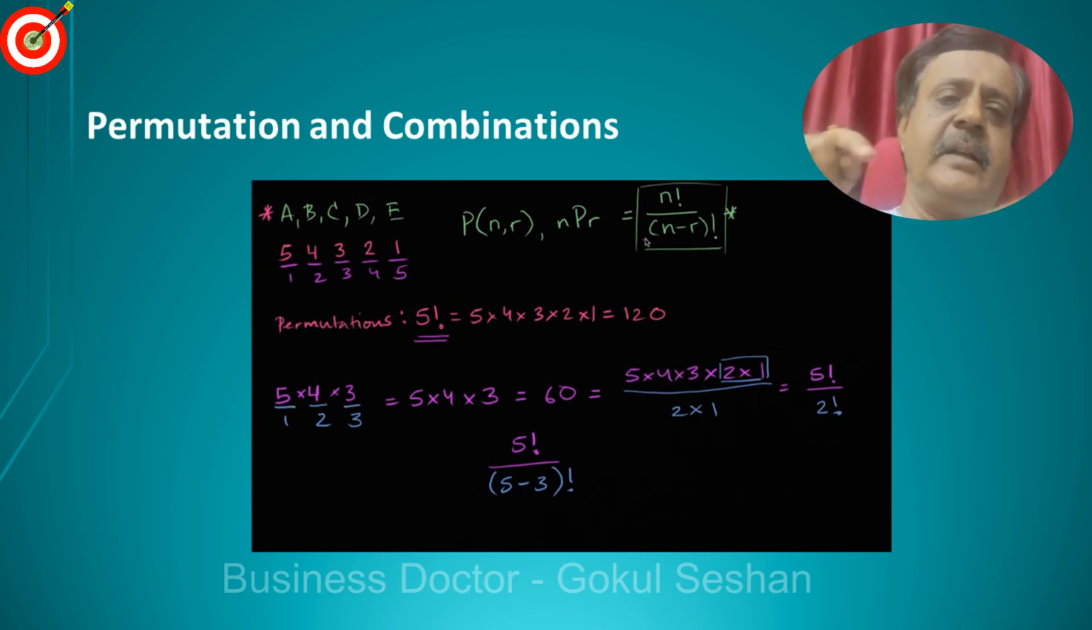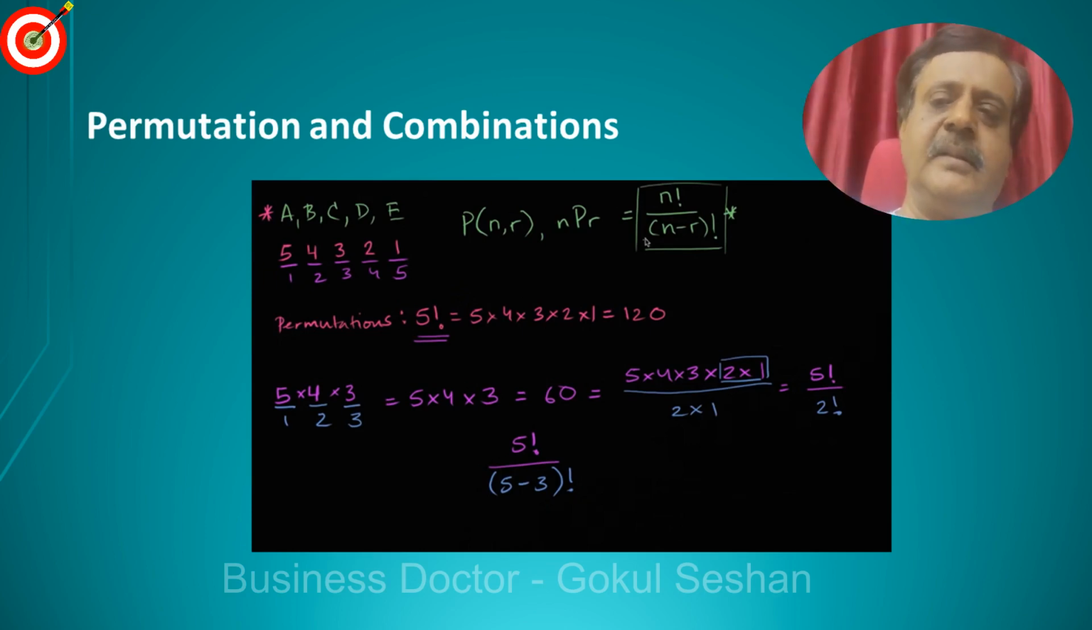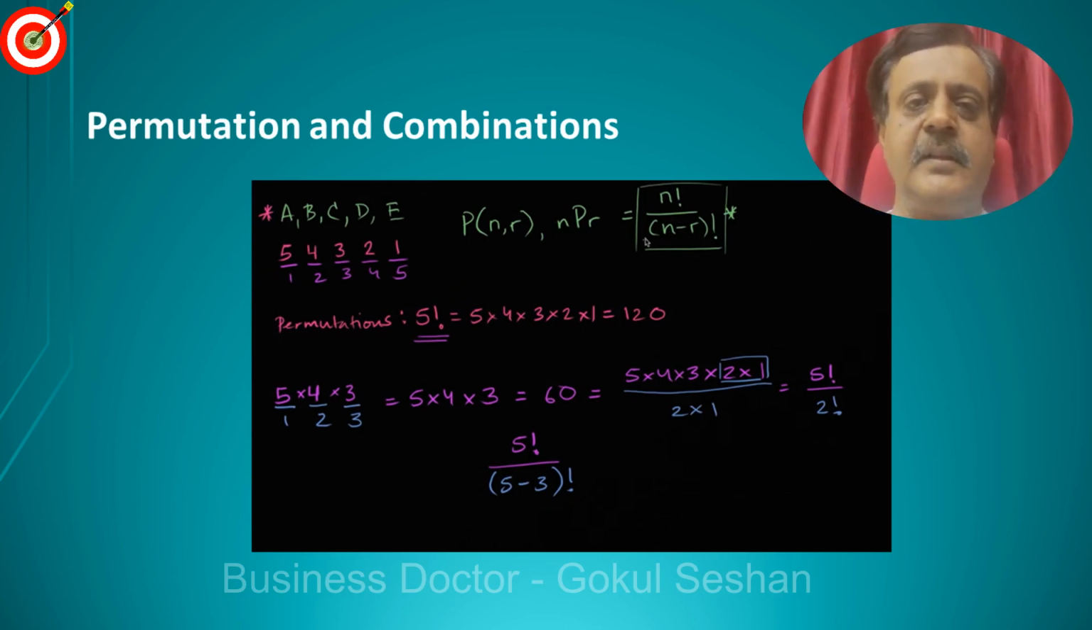If you take these kinds of things, when somebody picks up the lot, the same rule also applies. So the permutation here is basically 5 into 4 into 3 into 2 into 1, which is 5 factorial in mathematical parlance, which is equal to 120 combinations.